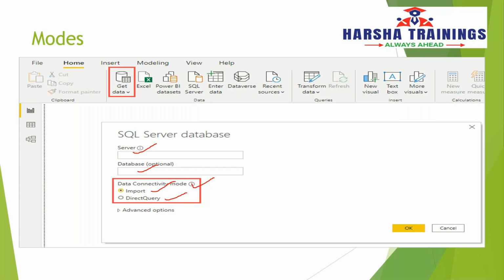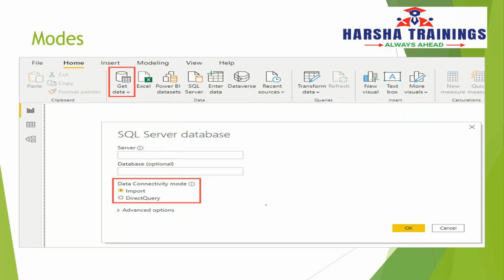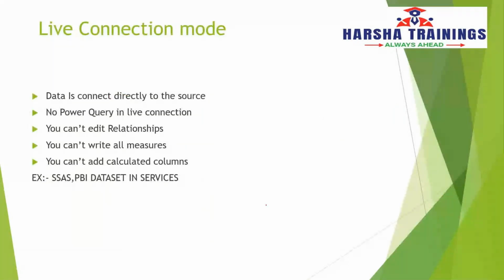Okay, we'll see that practically. I'm just giving an example in the PPT. Now we're going to see one more connectivity mode, which is live connection mode. When you're using live connection mode, the data connects directly to the source, whatever data we are using, directly from the data source to Power BI. Similarly, DirectQuery mode.